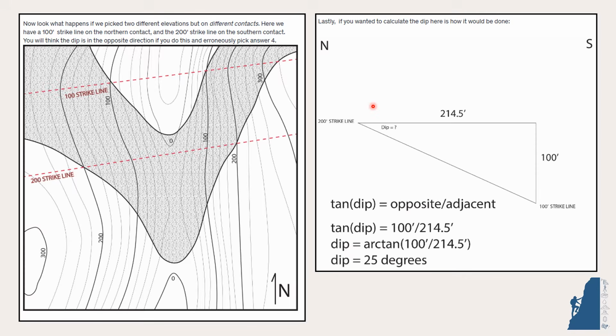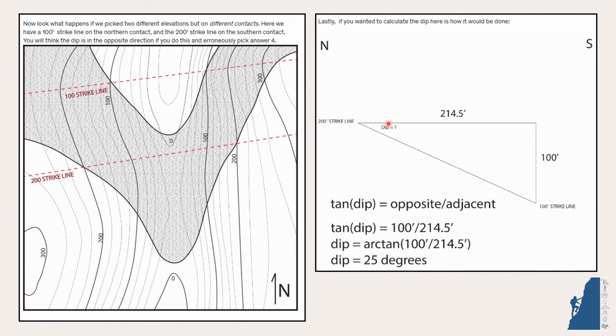They also will give you numbers in the questions to make you do calculations that might waste your time when you could just use process of elimination. So 214.5 feet between our strike lines. If you did want to calculate the dip from that, it would just be, here's our dip angle, the 100-foot strike line, the 200-foot strike line, opposite 100 feet, difference between 100 and 200, our horizontal 214.5 feet, opposite over adjacent, tan dip equals 100 over 214.5 feet, and that gives us a dip of 25 degrees.